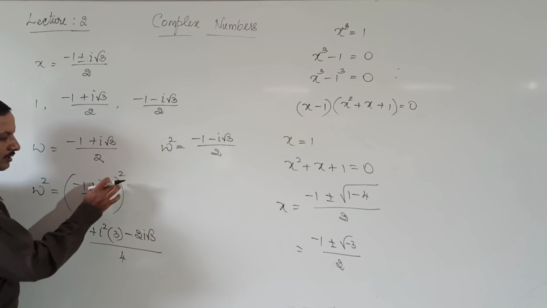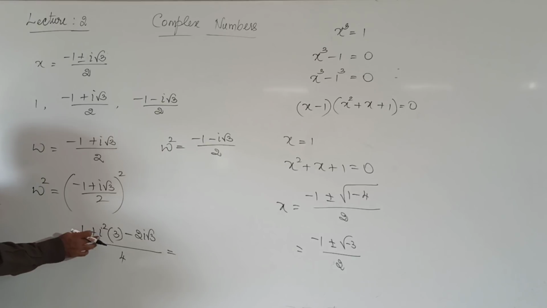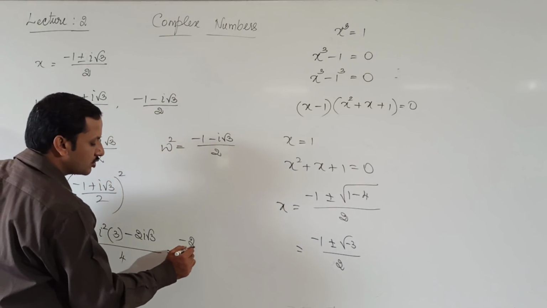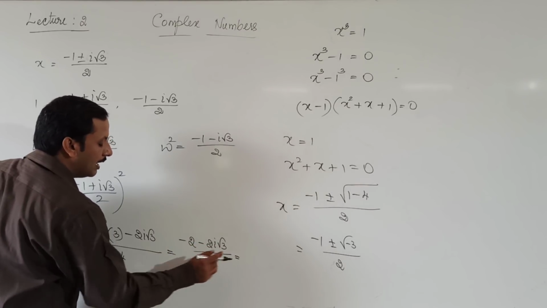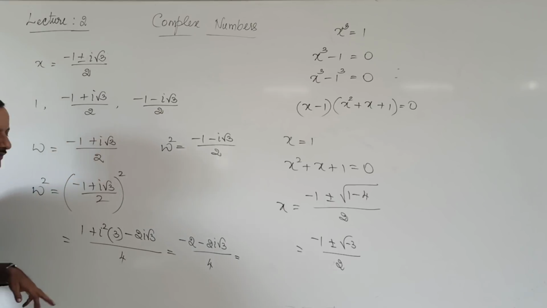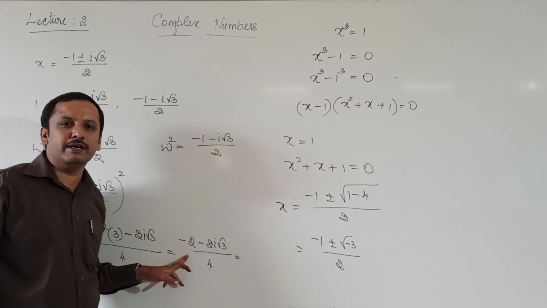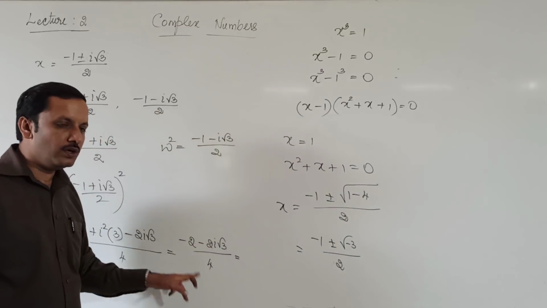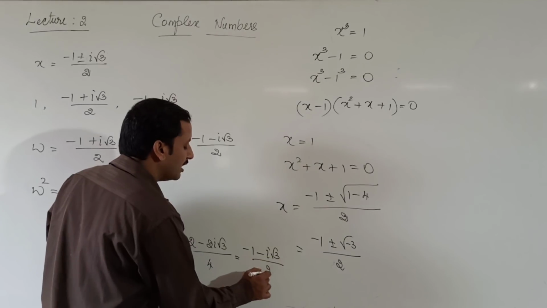In order to be 4 whole square, which is 4. How? I square is equal to minus 1. So here you will get 1 minus 3, that's equal to minus 2 minus 2i root 3 by 4. I will take 2 as a common factor. So if I take 2 as a common factor, in the numerator we are left with minus 1 minus i root 3, and 2 gets cancelled. So this will give you minus 1 minus i root 3 by 2.